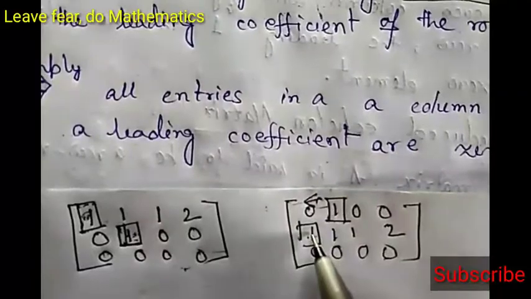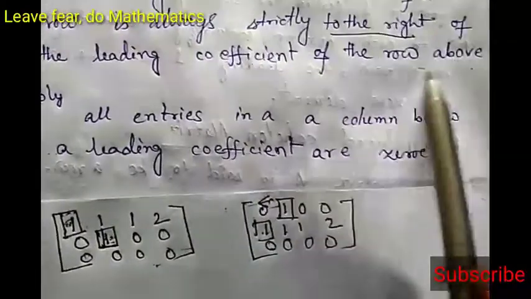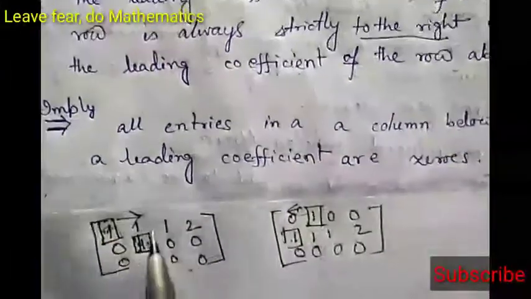So this does not satisfy the second condition, because the second condition says the pivot must be strictly to the right of the leading coefficient of the row above it. So the first matrix is a row echelon form, and this one is not a row echelon form, because the leading coefficient of the second row stays on the left side of the leading coefficient of the first row.